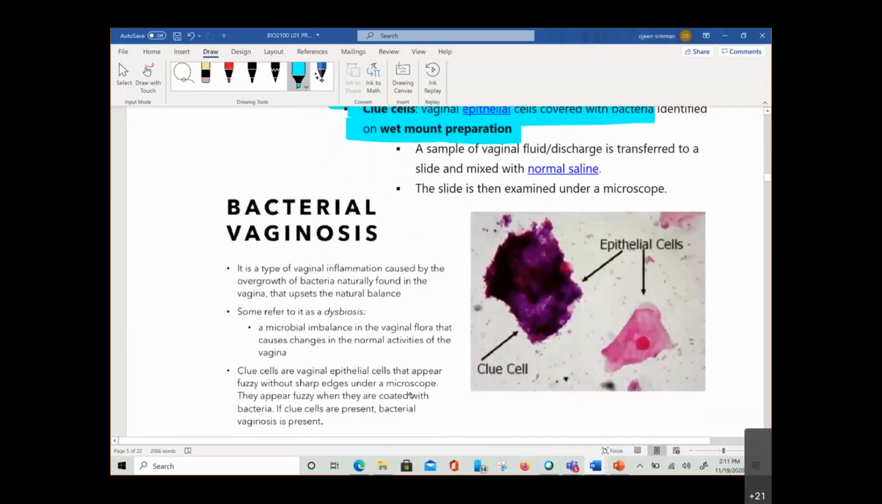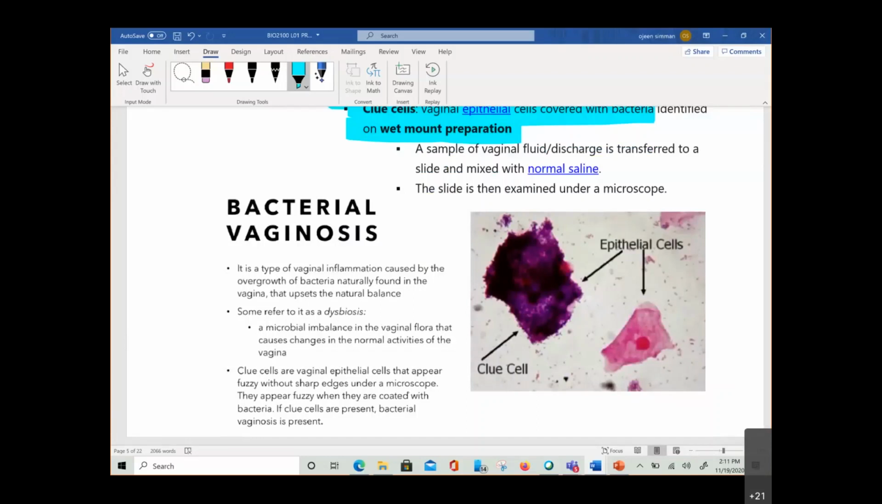This is a picture I stole from the presentation. This is showing us the epithelial cells. It's a nice picture, showing the difference between an epithelial cell and a clue cell.